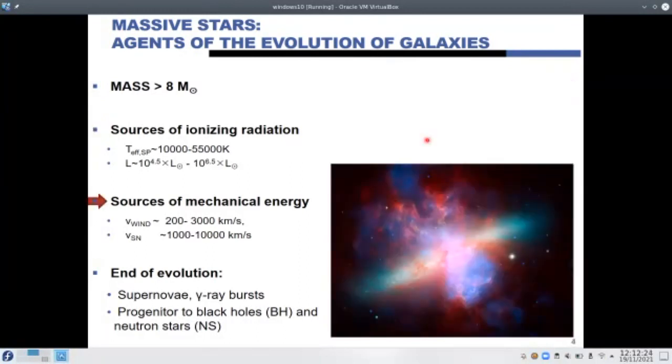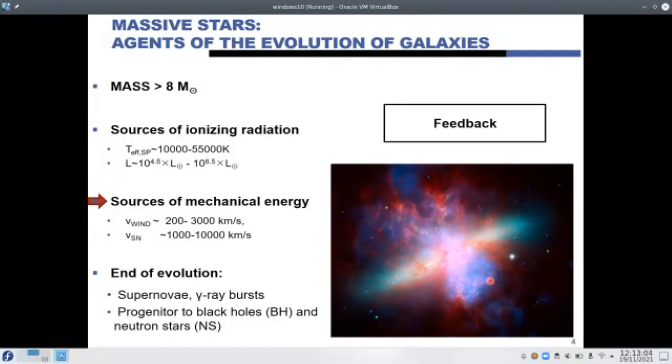Massive stars are also sources of mechanical energy. Throughout their lives, they experience outflows of matter that we call radiation-driven winds, which are supersonic, and they have very high velocity, reaching 3,000 kilometers per second and even more. And of course, massive stars die as supernovae. This is a very violent event involving velocities of 10,000 kilometers per second. And the combined action of the wind and the supernova explosion can create galactic scale outflows like the ones we see in M82.